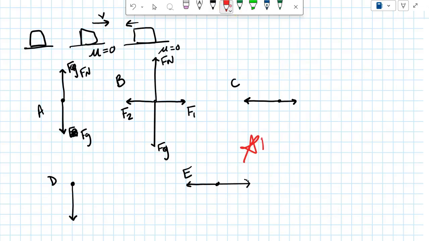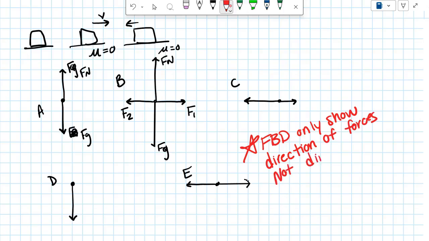So one last important thing: free body diagrams only show direction of forces, not direction of motion. Now I'm going to put a little asterisk here because there are sometimes when they can, but for the most part, free body diagrams only show direction of forces, not direction of motion. A, B, C, D, E, we have no way of knowing what direction these things are moving. D could be flying through the air at a diagonal. E could be traveling left or right. It could be a satellite out in space. We have no idea. Free body diagrams only show the direction of forces, not direction of motion.